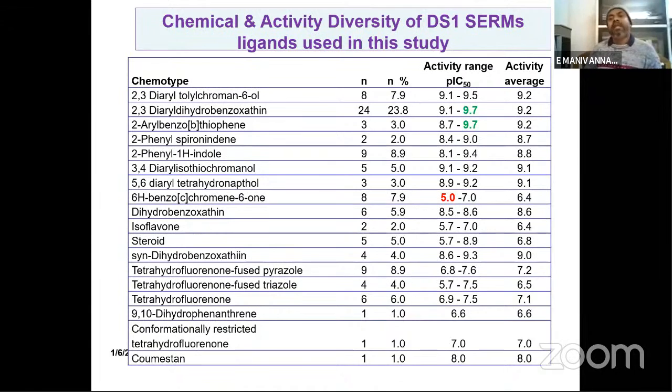The data set was selected from compounds collected from a chemical database, and they were verified with the Merck compound collection. So this set contains 101 molecules. They belong to different chemotypes. In quantitative structure activity relationship, we require chemical diversity. Chemical diversity is much more important in 3D QSAR. So in pharmacophore model development, the number of compounds would be higher.